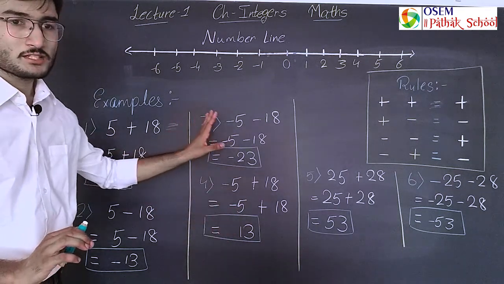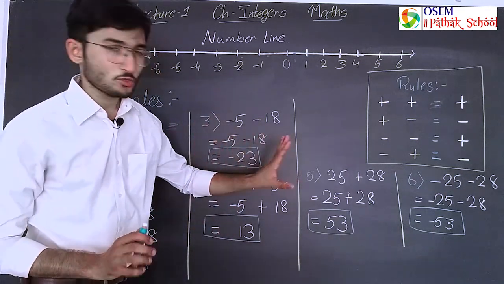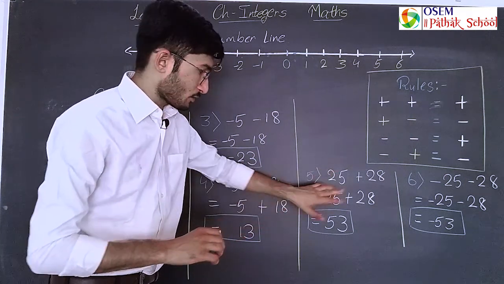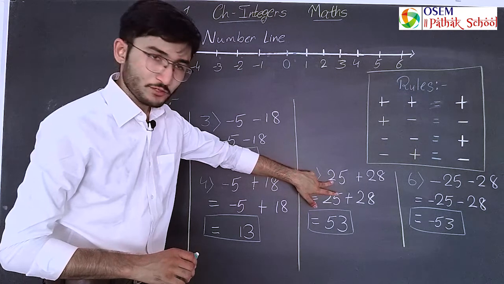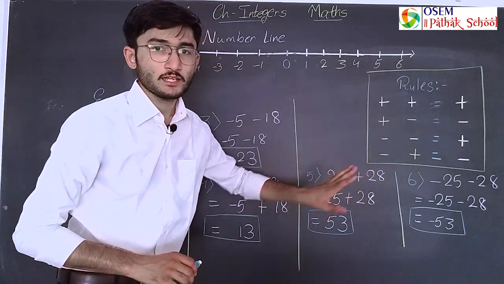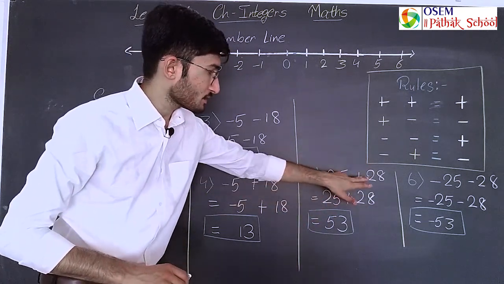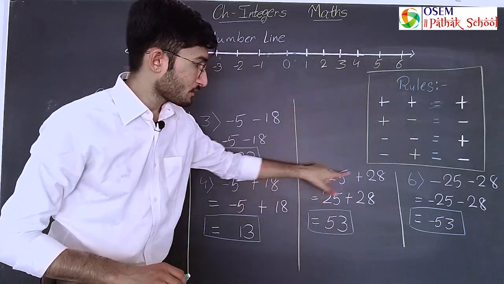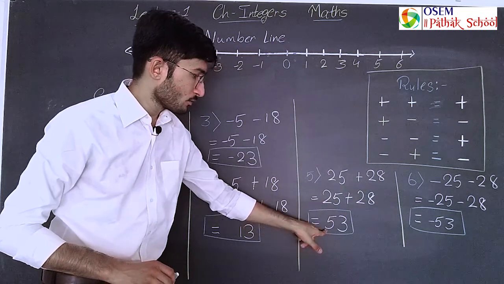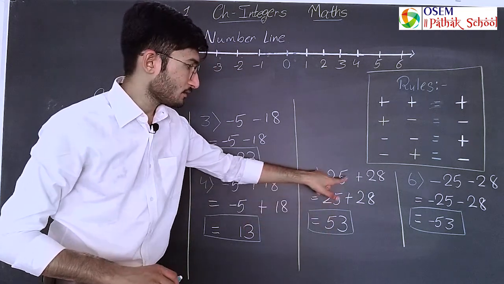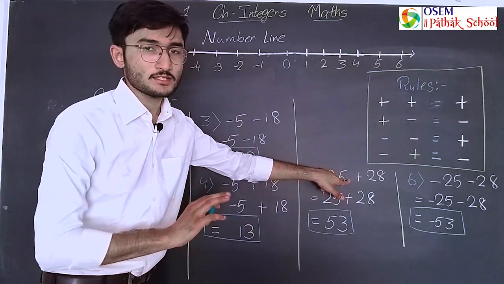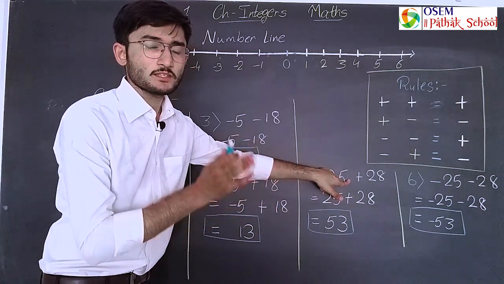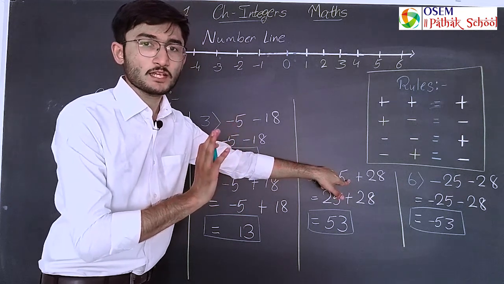Here we have taken 1 digit and 2 digit numbers, but now we are going to solve bigger digit numbers for addition and subtraction. Suppose in the fifth example, we take 25 added to 28. Both are positive integers, so the answer will be positive. 25 plus 28 is equal to 53, and here the bigger number is 28. Generally, both signs are positive, but keep in mind that whichever is the bigger number, we give its sign to the answer.